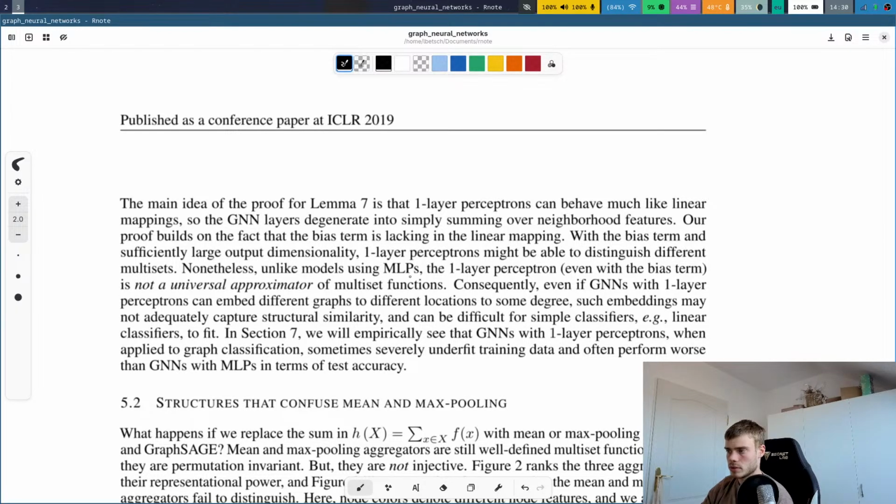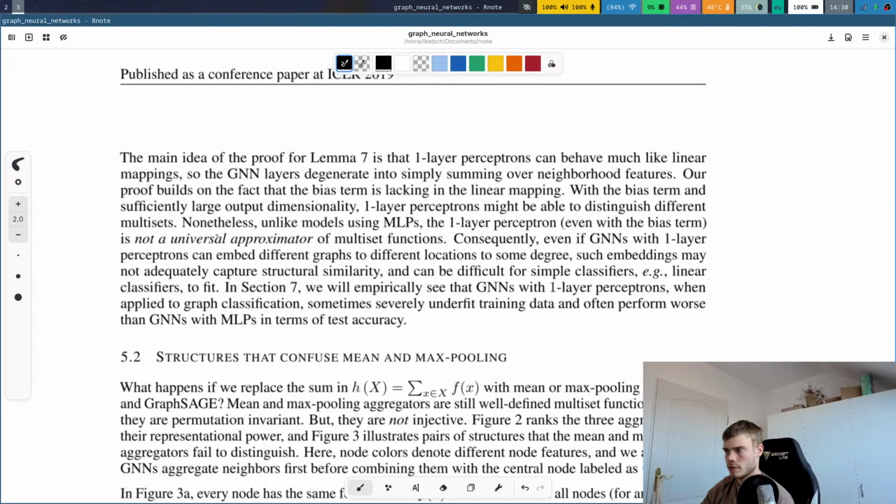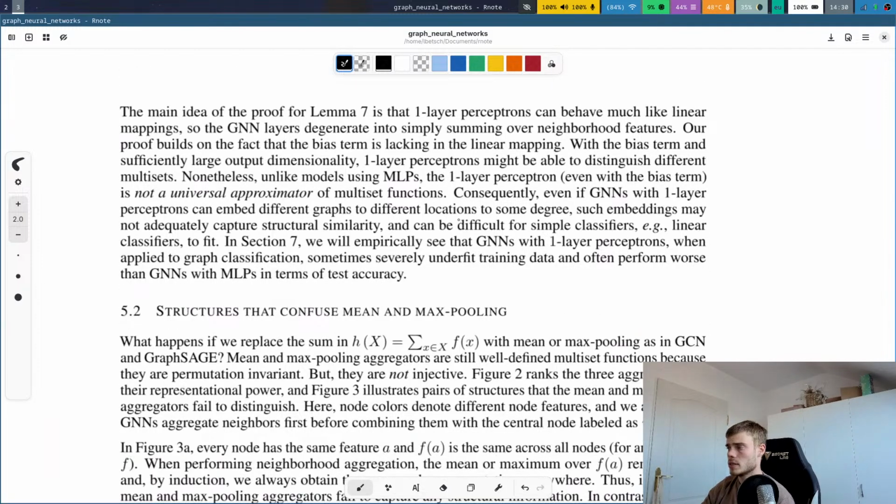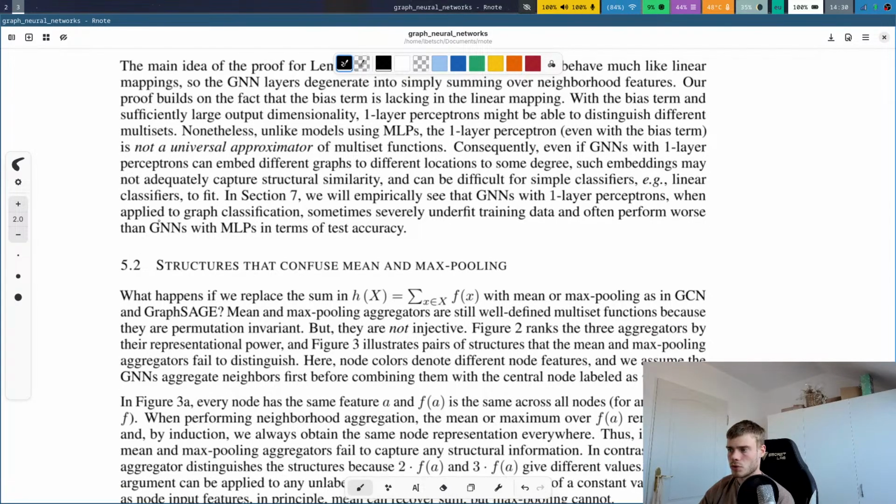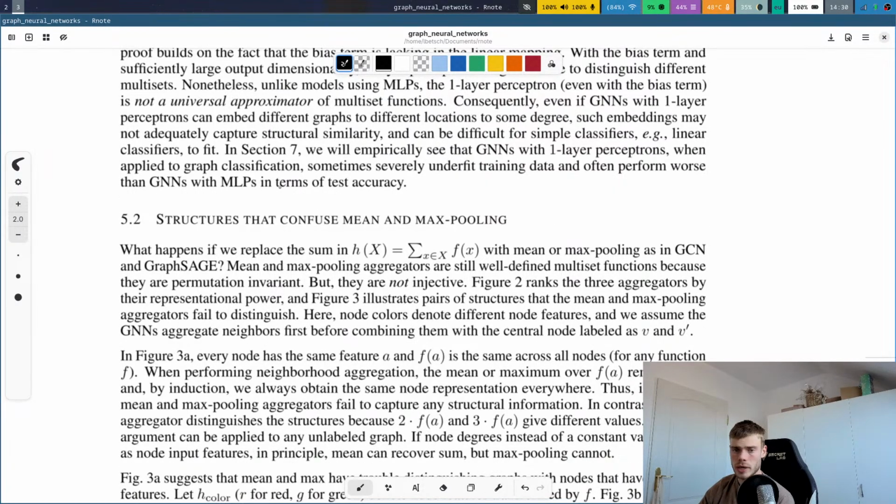Nonetheless, unlike models using MLPs, the one-layer perceptron, even with the bias term, is not a universal approximator of multiset functions. Consequently, even if GNNs with one-layer perceptrons can embed different graphs to different locations to some degree, such embeddings may not adequately capture structural similarity and can be difficult for simple classifiers, for example linear classifiers, to fit. In section 7, we will empirically see that GNNs with one-layer perceptrons, when applied to graph classification, sometimes severely underfit training data and often perform worse than GNNs with MLPs in terms of test accuracy.